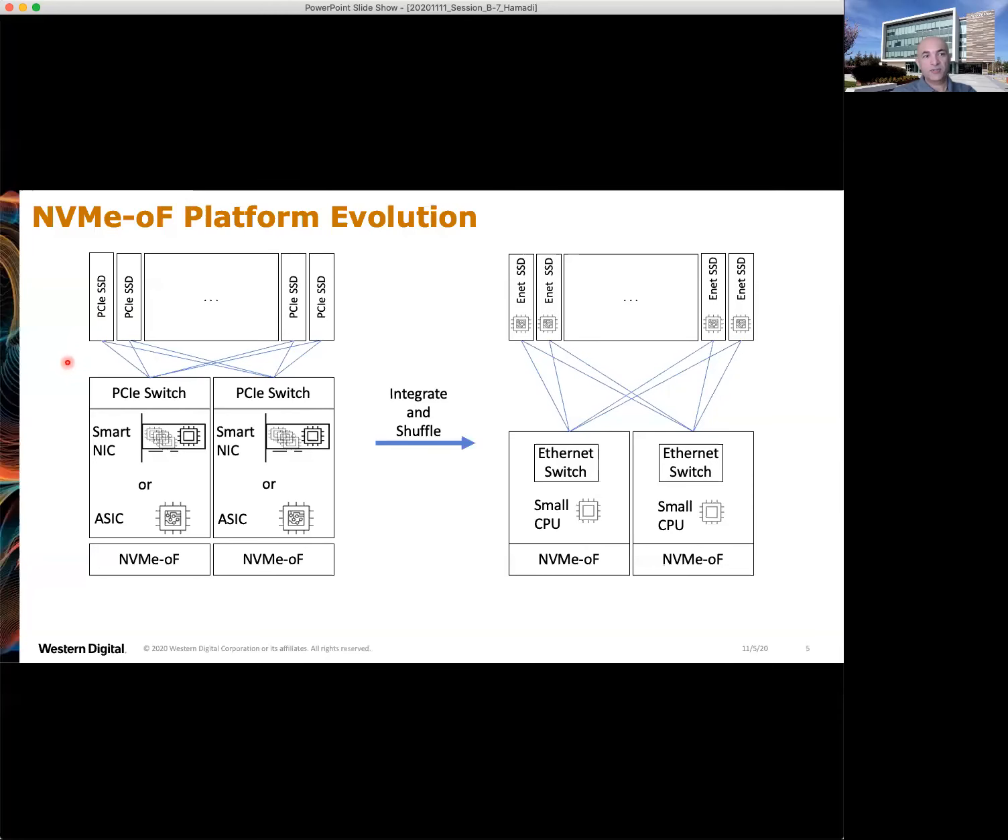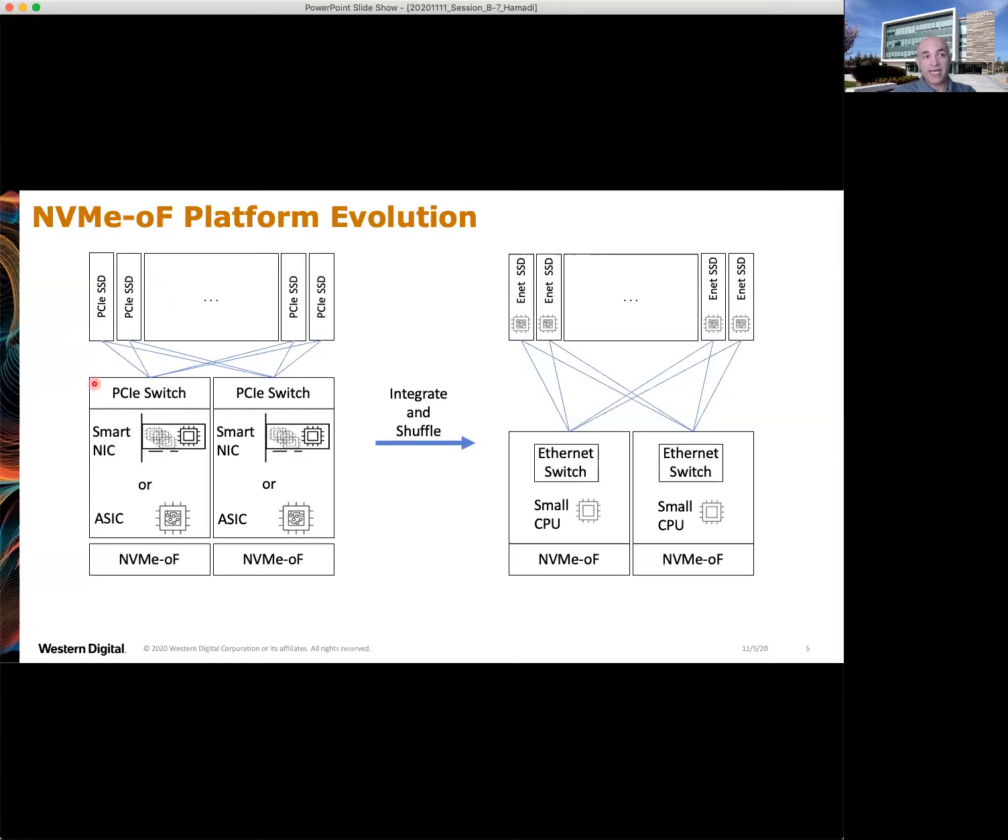Okay, let's move on to the evolution of NVMe over Fabrics platform. Starting with the left-hand side of the slide, the diagram represents the type of designs prevalent today. So the diagram shows an NVMe over Fabrics controller, a storage platform that is highly available with two I/O modules. Non-HA design will have just one I/O module.